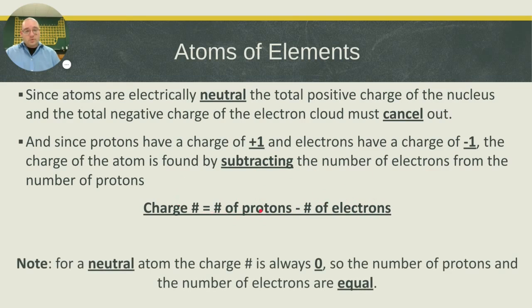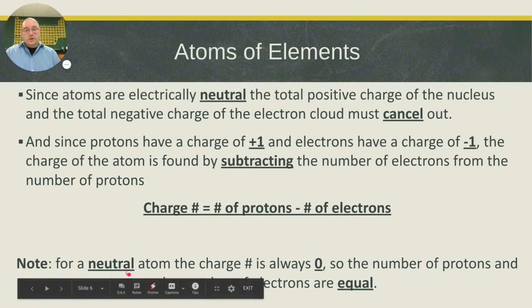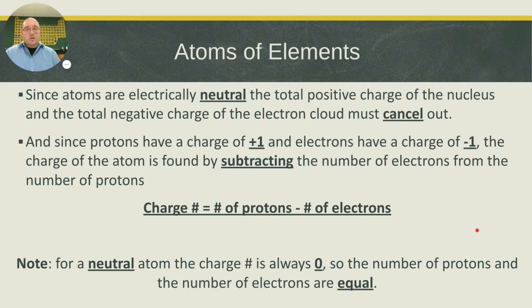So it's always protons minus electrons. It is not biggest number minus smallest number. It's protons minus electrons. All right. For a neutral atom, charge number is 0. So the number of protons and the number of electrons are equal. So in a neutral atom, if I have 5 protons, I'm going to have 5 electrons. And so that would be a neutral atom. Charge would be 0 because 5 minus 5 is 0.